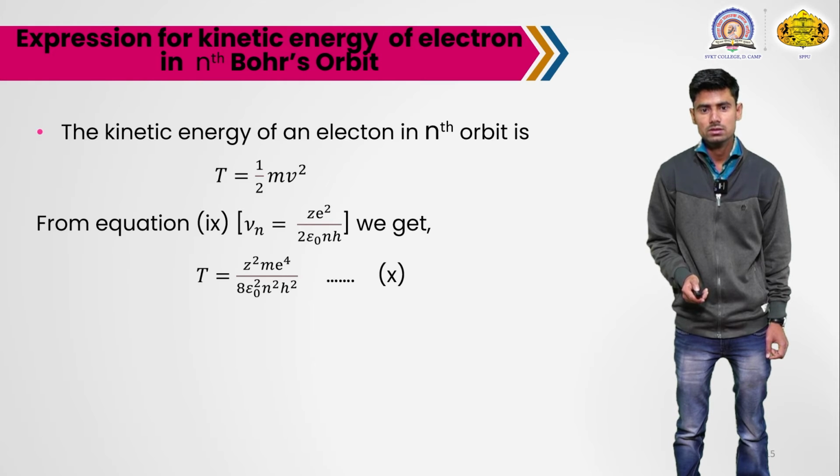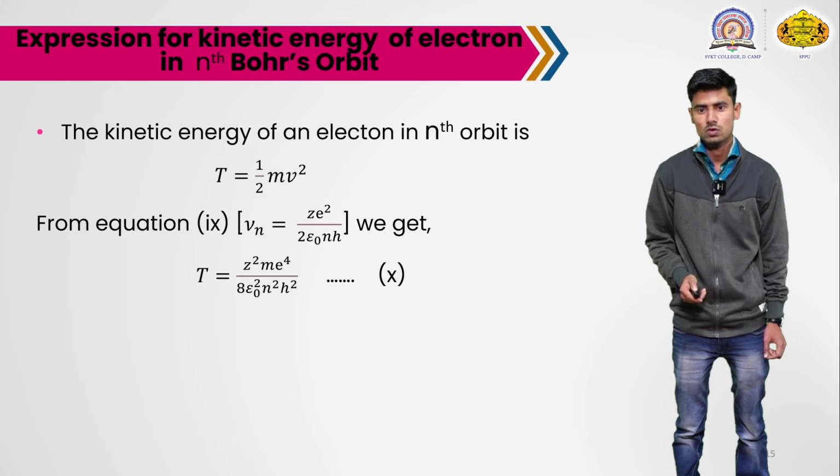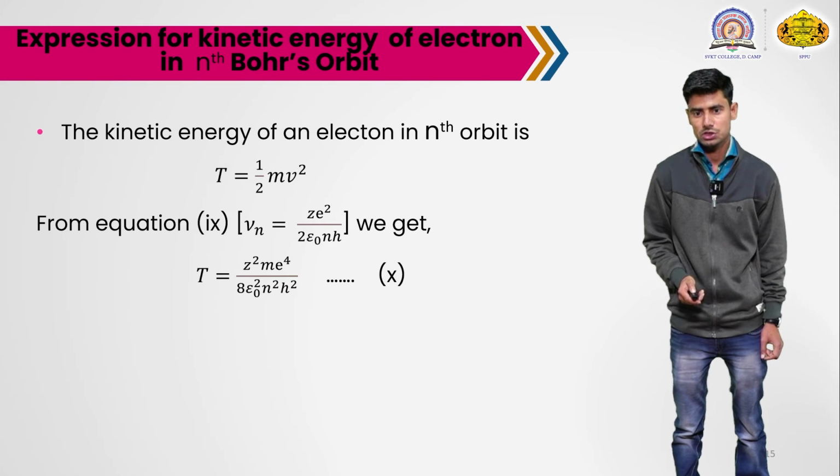Okay, now let's find the expression for the kinetic energy of the electron in the nth Bohr's orbit. Classically we have the formula for kinetic energy. Here we will denote the kinetic energy by the capital letter T. Do not confuse it with the time period. Here we are using the letter T for kinetic energy.